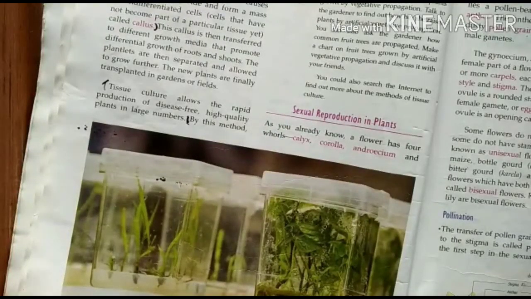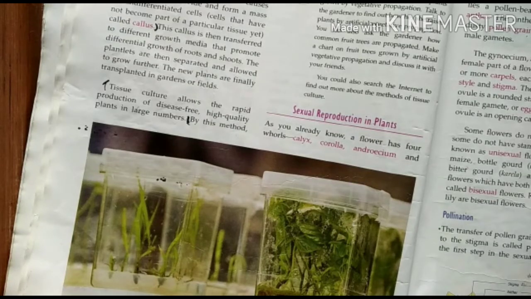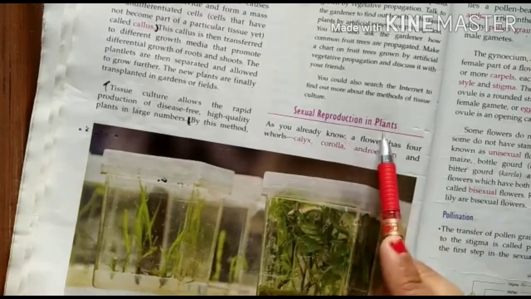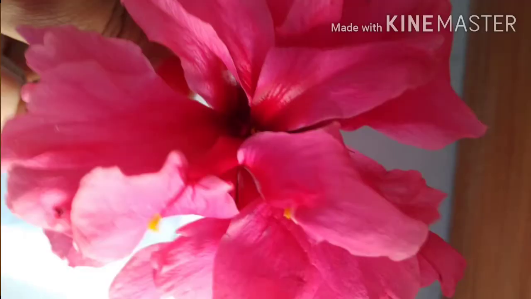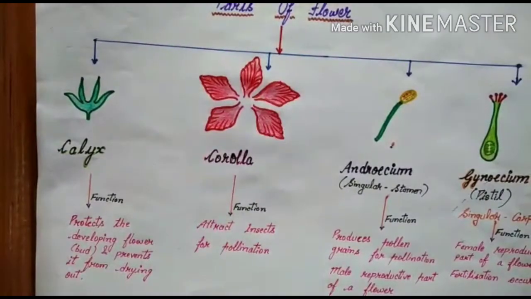Let us continue chapter 2 in bio, that is reproduction in plants and animals. In the previous videos you have learned about the different modes of asexual reproduction. Now today we will discuss sexual reproduction in plants. To learn about sexual reproduction in plants, it is important to know about the different parts of a flower. So let us see the parts of a flower.